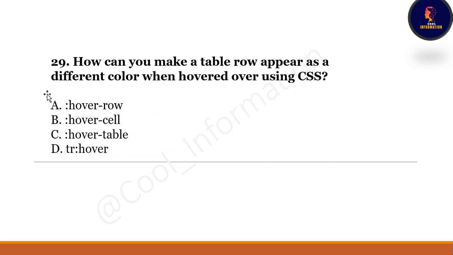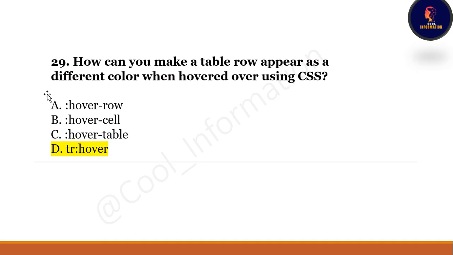Next question, how can you make a table row appear as a different color when hovered using CSS? Option A, colon hover row, option B, colon hover cell, option C, colon hover table, and the last option is tr colon hover. The correct option is option number D only. We use tr colon hover to make a table row appear as a different color when hovered over using CSS.